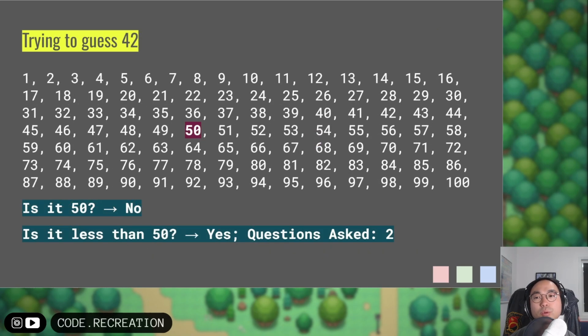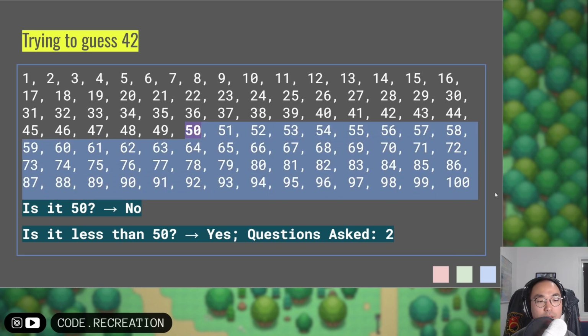So our very first question, when we're trying to guess the number 42, would work as follows. We're going to ask the first question, is it 50? Then they're going to answer no. Then we're going to ask a second question. This is where we're asking 2 questions per round. We're going to ask, is it less than 50? And they're going to say yeah. That means that we get to eliminate all of these numbers right here, because our number cannot exist beyond the value of 50.